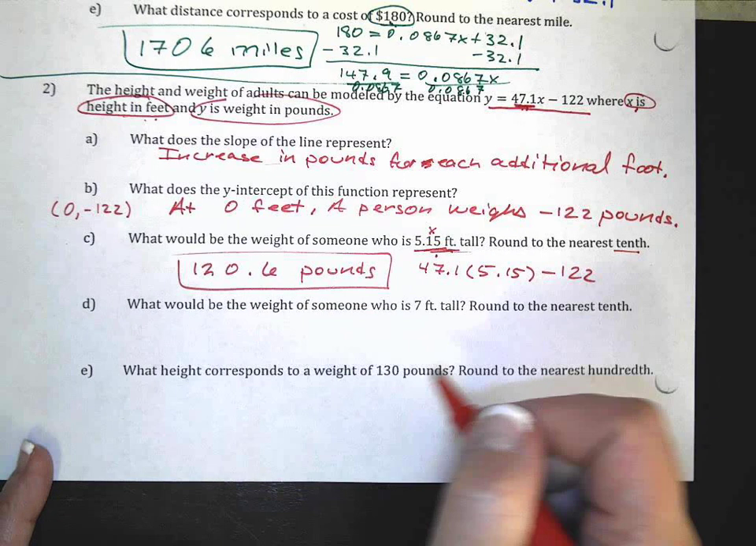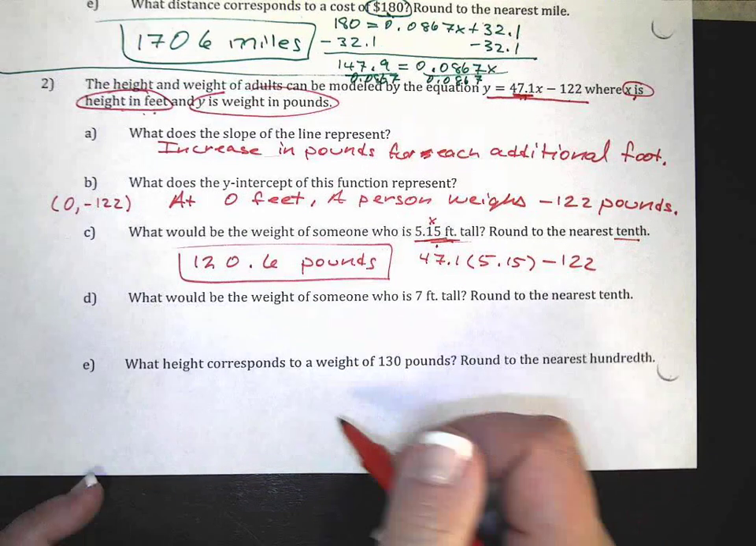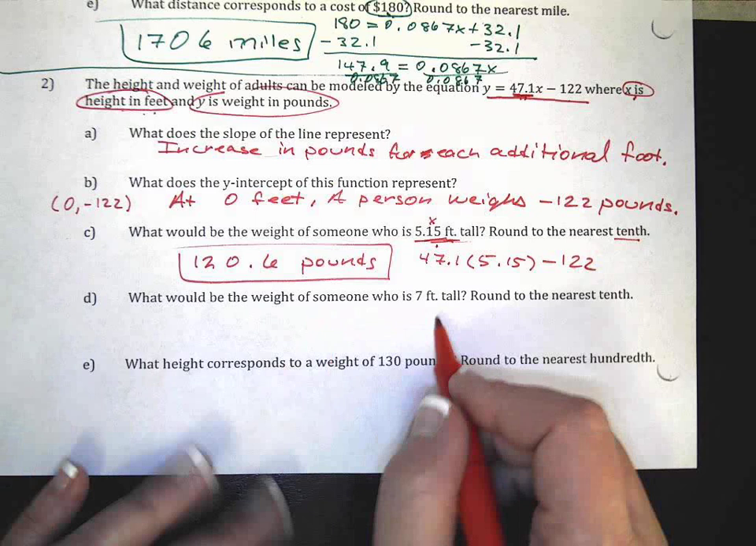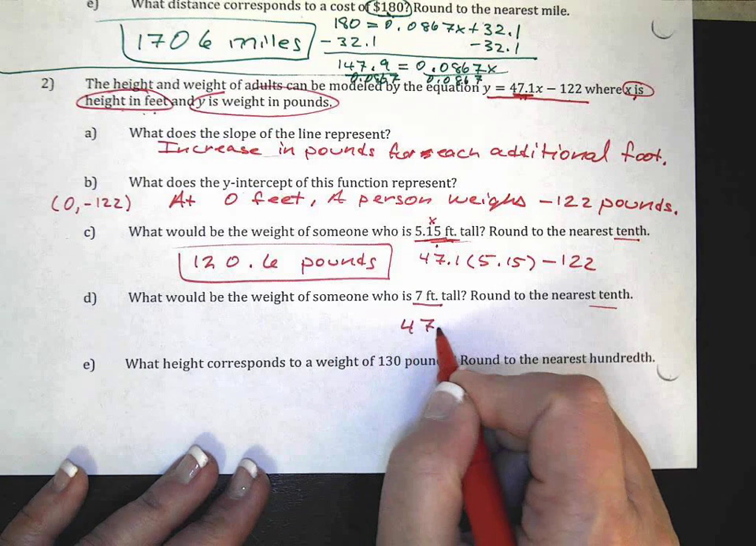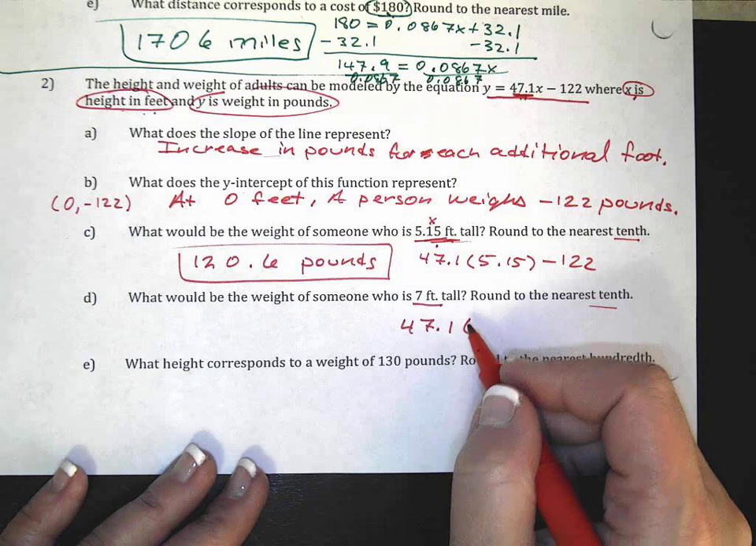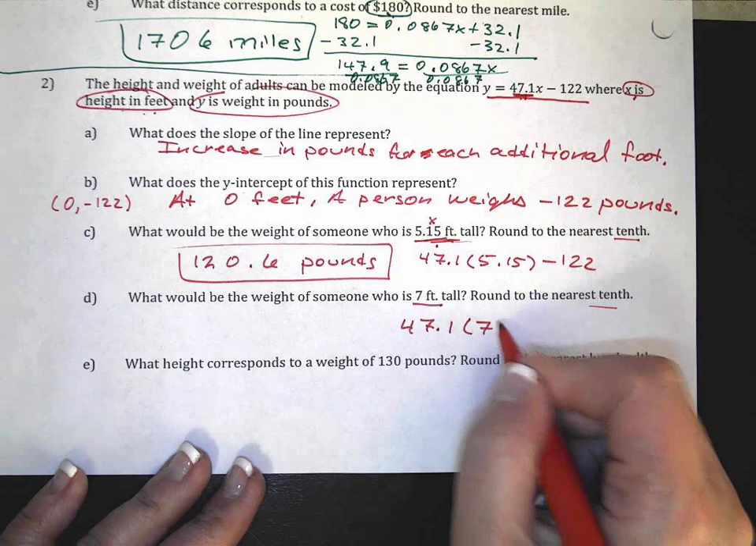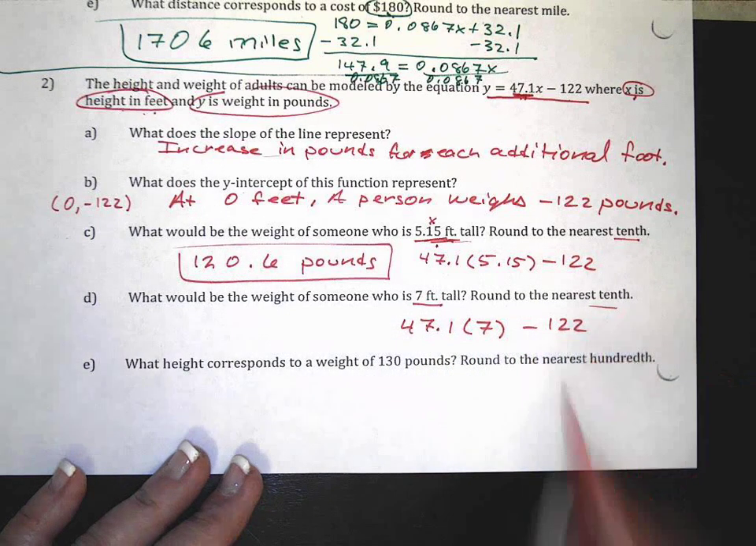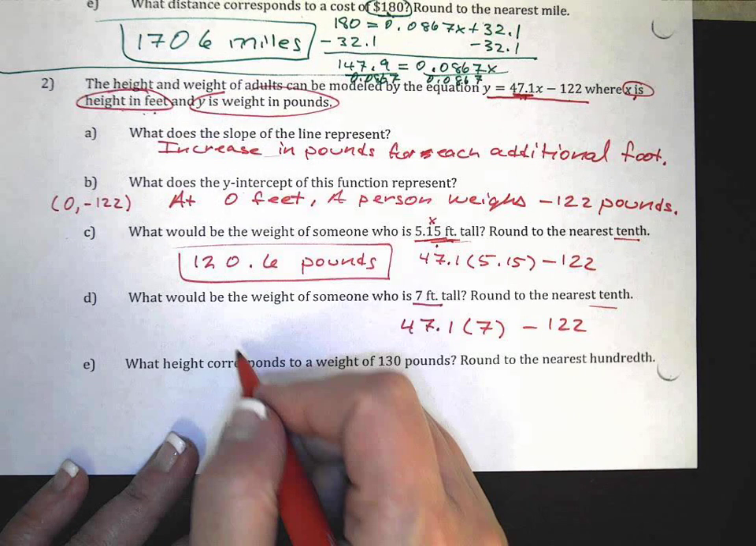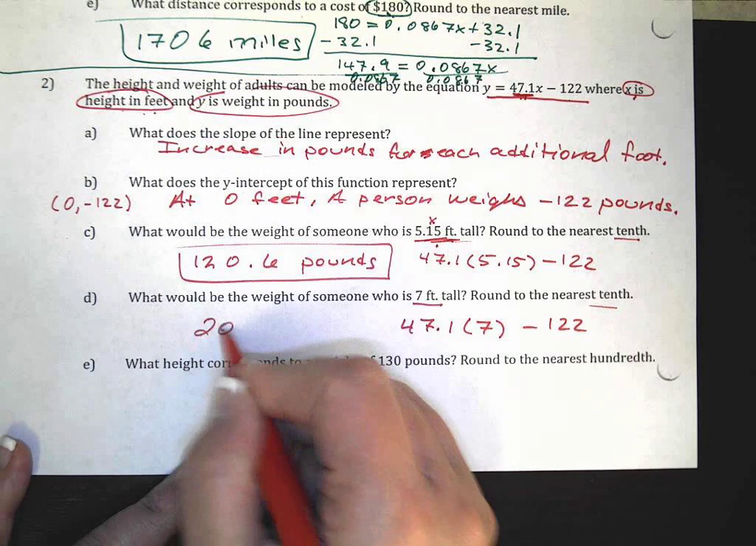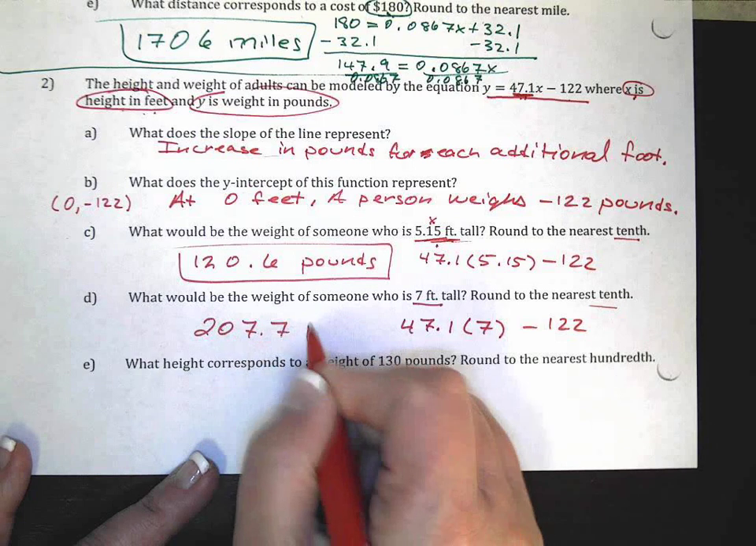for this person's weight. Part D, what would be the weight of someone who is 7 feet tall, rounding to the nearest tenth? So again, we're substituting in for x, 47.1 times 7, subtracting 122, gives us 207.7 pounds.